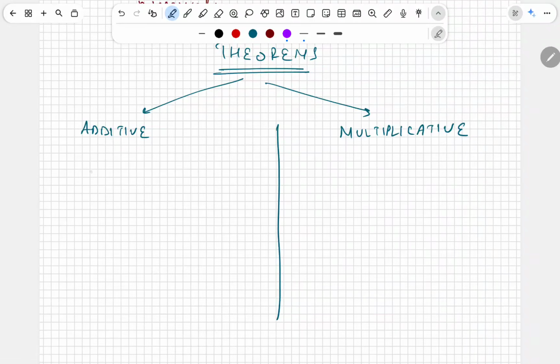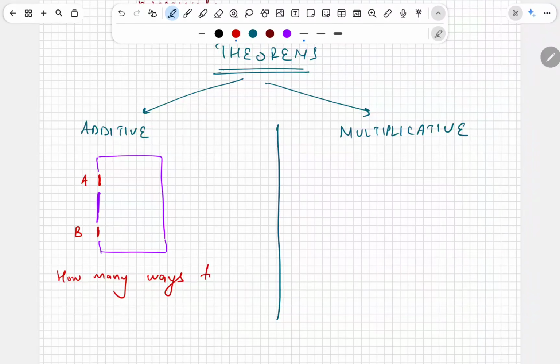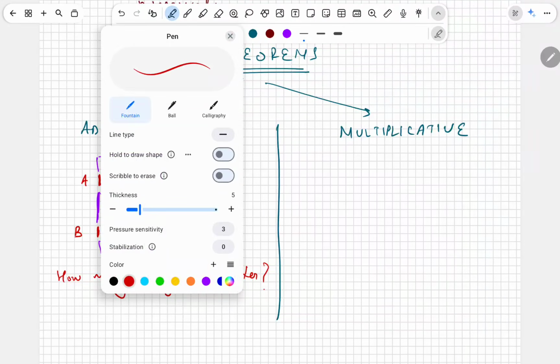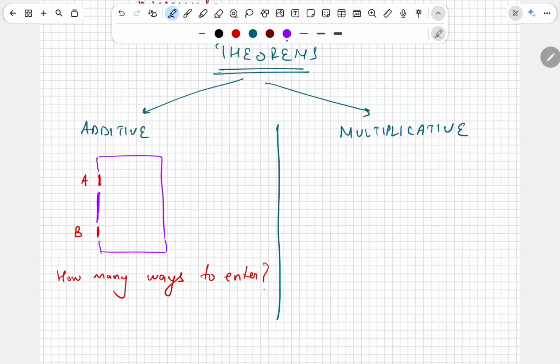Okay, look, there is a room. This is my room. This is one door, this is another door. Okay, so there are 2 doors, door A, door B. If I want to enter the room, in how many ways can I enter this room? If you ask me, I can either enter from door A or I can enter through door B. So I have 2 choices.